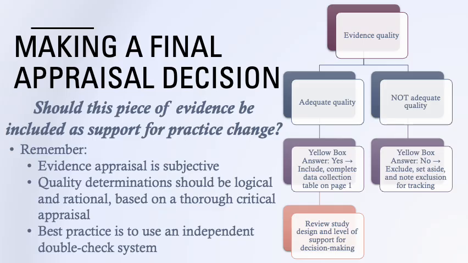If you deem the piece of evidence adequate quality, check the little yes box and look back at your level of support for decision making to determine if the article provides strong or moderate support. I would suggest making a note of this so that you can remember whether the article was strong or moderate support for future reference. Notice that following checking the yes box, you have instructions to complete the data collection table on page 1. Let's talk about that table.